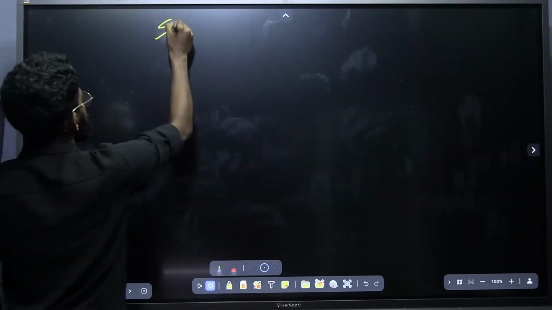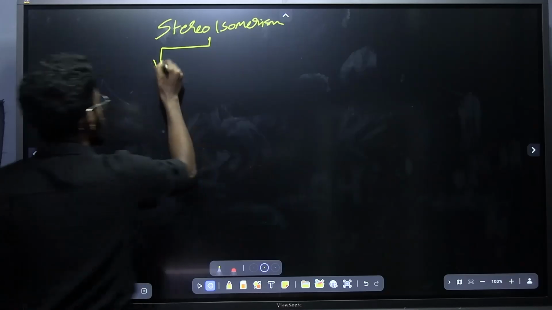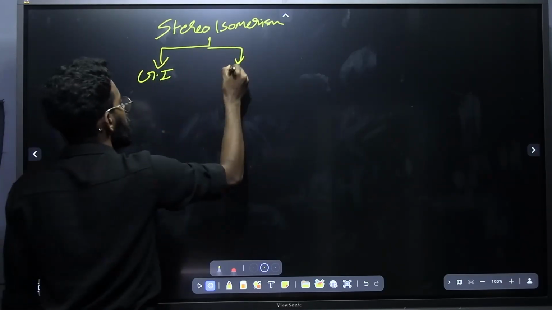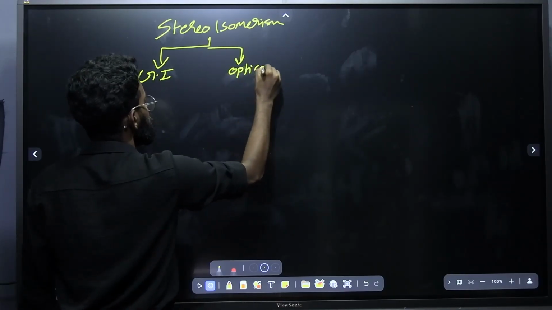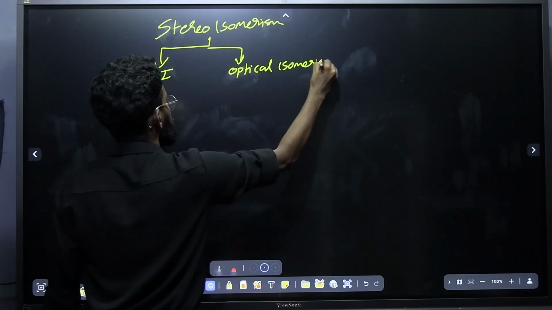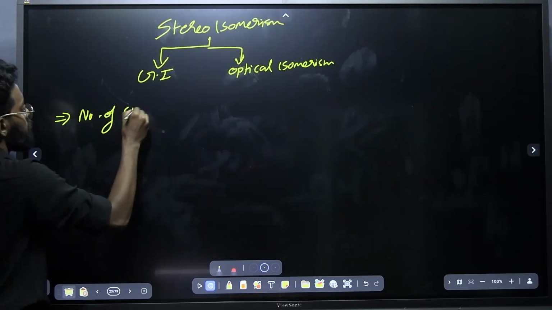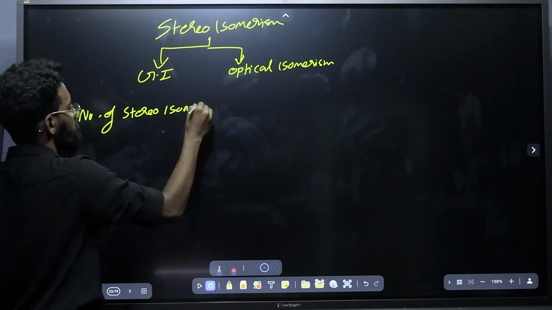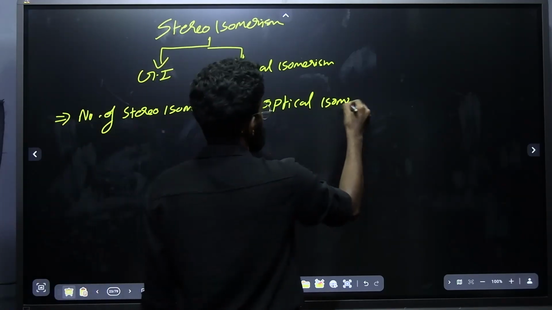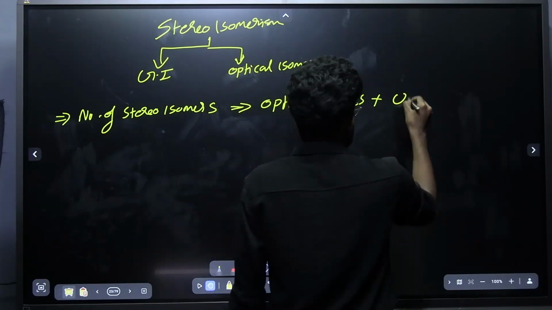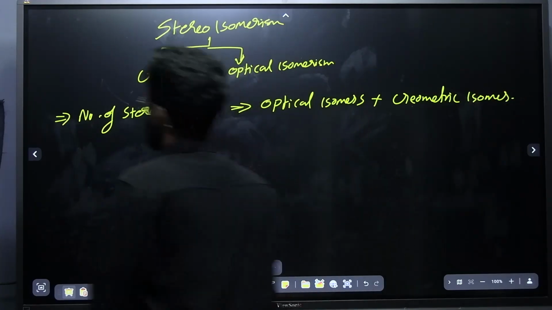First of all, stereoisomerism: geometrical isomerism and optical isomerism. If I am asking you the number of isomers, it is the sum of optical isomers and geometrical isomers. I will tell you a trick for how you can easily find the answer.